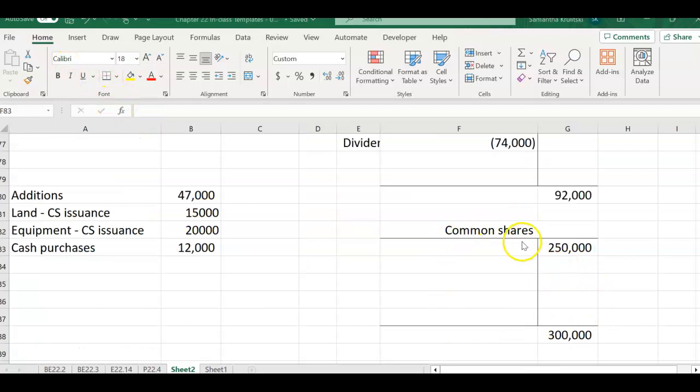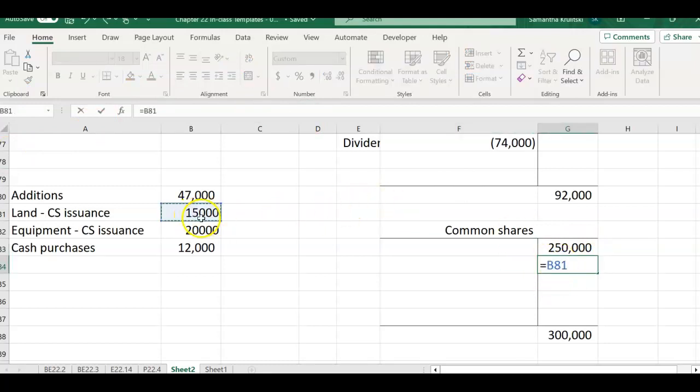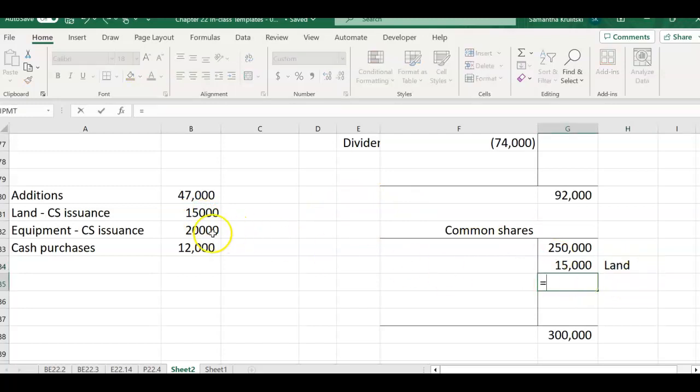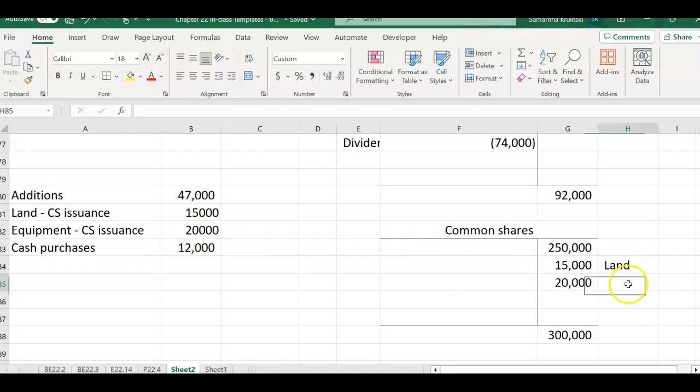So I can see I've got my T account for common shares. I've got my opening from my balance sheet, my closing from my balance sheet. So it has increased by $50,000. I need to do that analysis. I know I issued some common shares for land. $15,000 was in land. We've already done that analysis. If I issued those shares for land, that's going to be non-cash. And I issued $20,000 for equipment. Now I'm going to total it up.